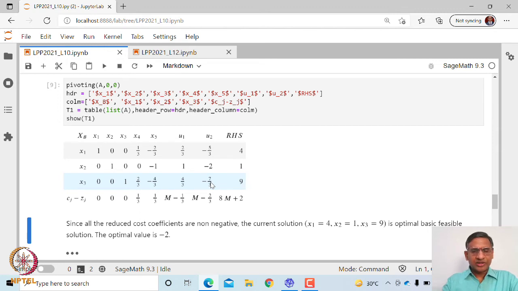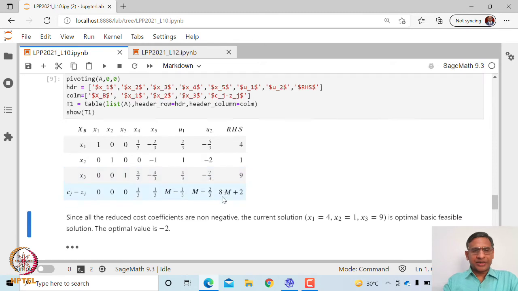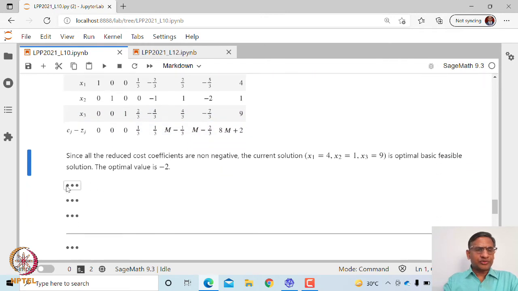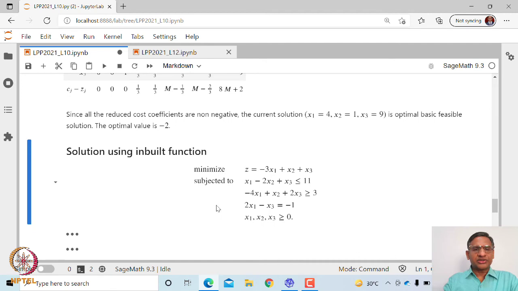What are the steps? The first step is to write the problem into standard form, then introduce the artificial variable if required, then modify the objective function row, get rid of artificial variables from the objective function row, create the initial basic simplex table, and then keep on updating this till you get the optimal basic feasible solution. Okay, and right. So let us solve this problem using the inbuilt function.